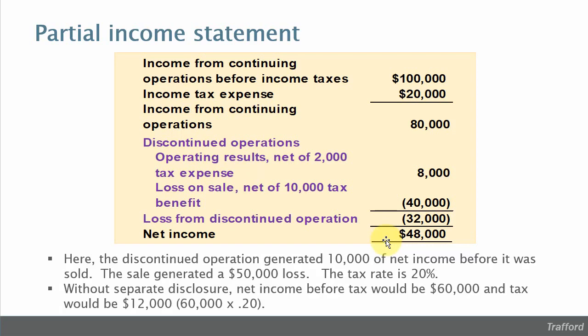And again, remember, the benefit of separating out the results of the discontinued operations and doing separate tax computations is that this really gives the reader good information. Next year, the reader can expect to see, if the company had the same kinds of transactions, $80,000 of net income instead of the $48,000 that they see in the current year.